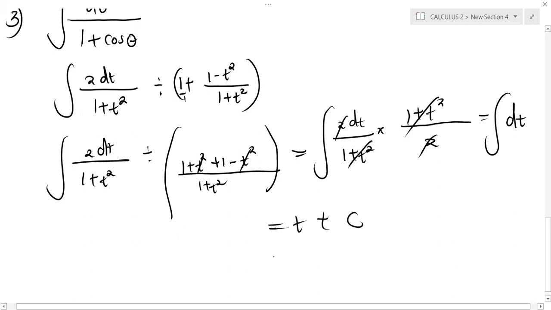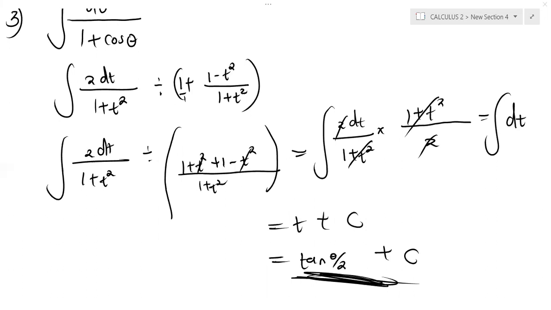But what is our t? Our t is tan theta over 2 plus c, and this is the answer. Okay, guys, so that's how you go about tan theta over 2 substitutions.